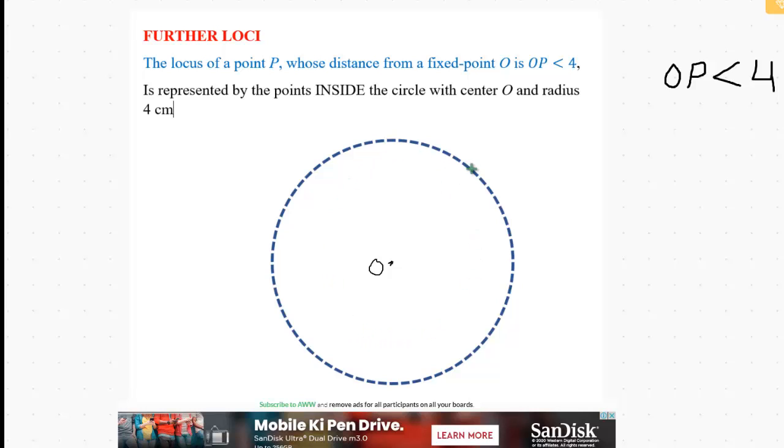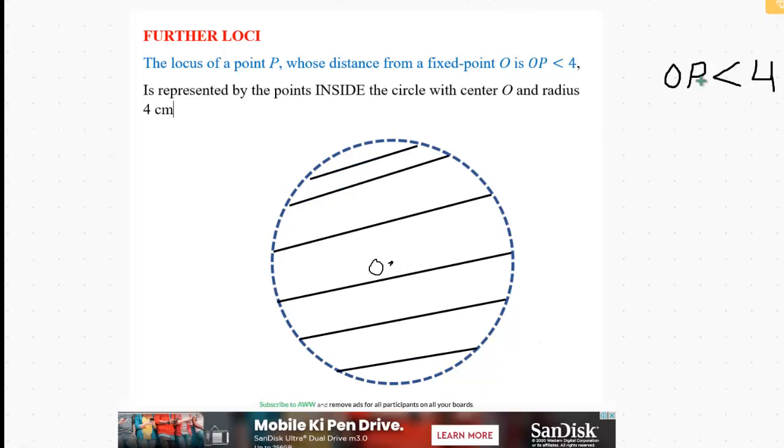It is not moving even on the circle. So the locus of point P is the region inside the circle and not the circumference of the circle. So the locus of this point is the region inside, as the circumference is not part of the locus. So we have used a dashed or dotted line for the border of the circle, because the border is not part of the locus.